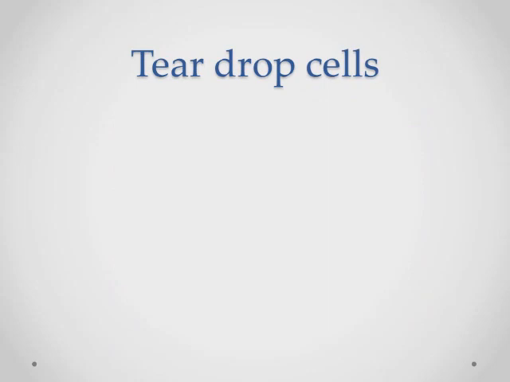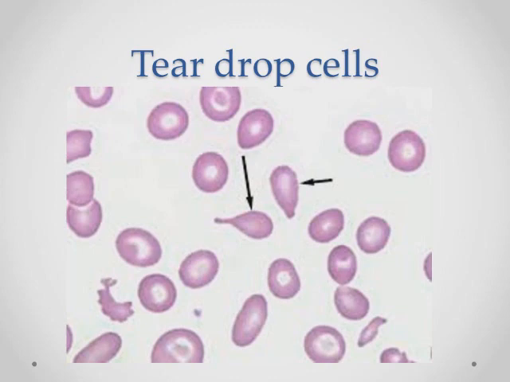And let's go to another cell. This one is called a teardrop cell. Check, this one is like a teardrop. This teardrop cell is commonly seen in myelofibrosis. We will discuss myelofibrosis later in white blood cell morphology and abnormalities. Also we can see it in megaloblastic anemia, and sometimes we see it in iron deficiency anemia.